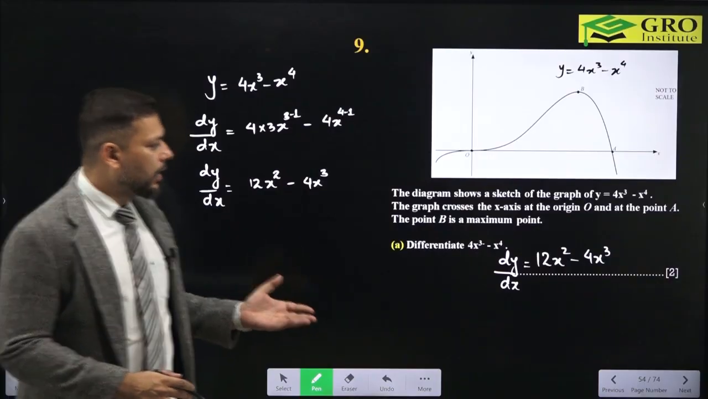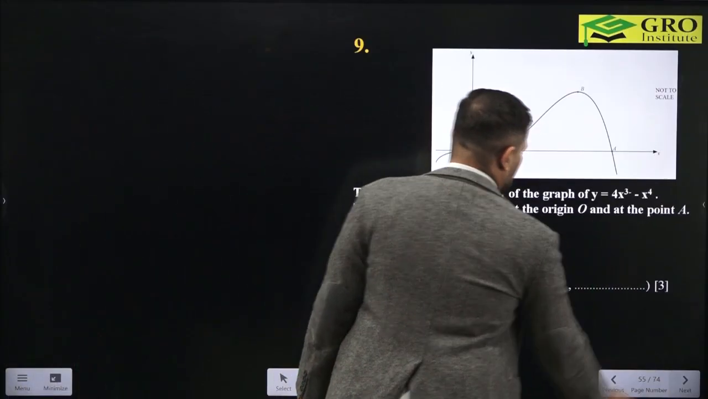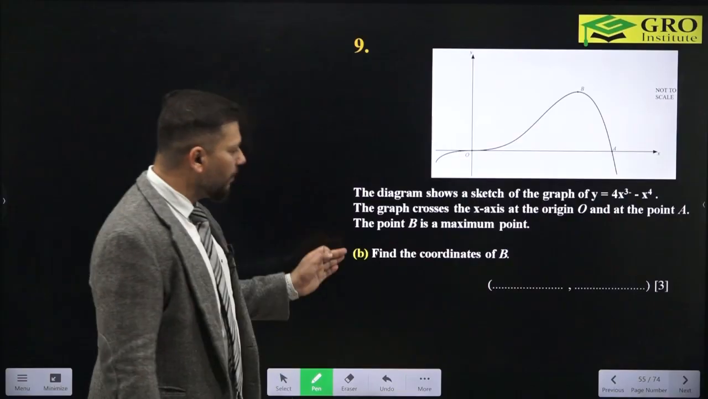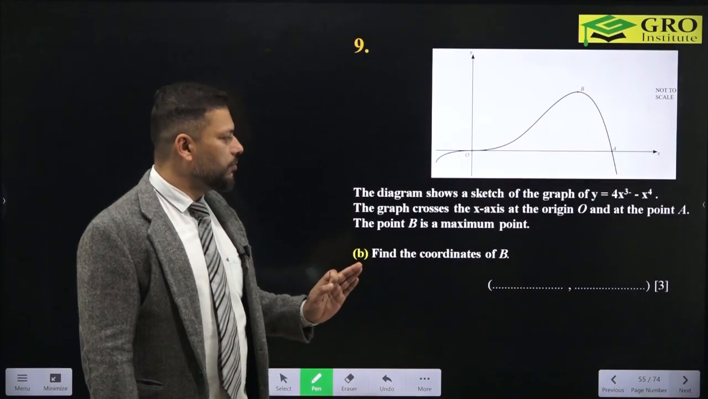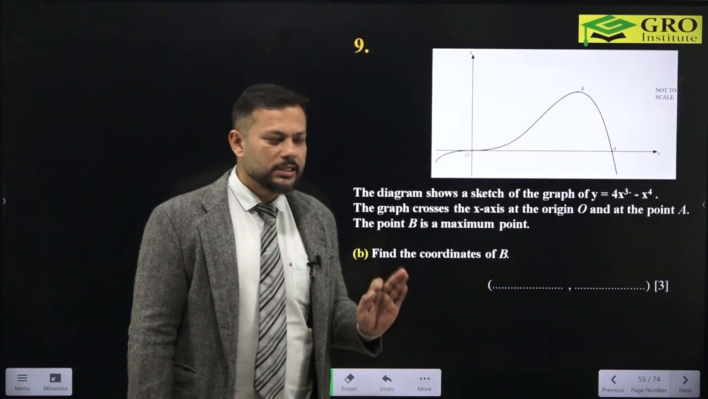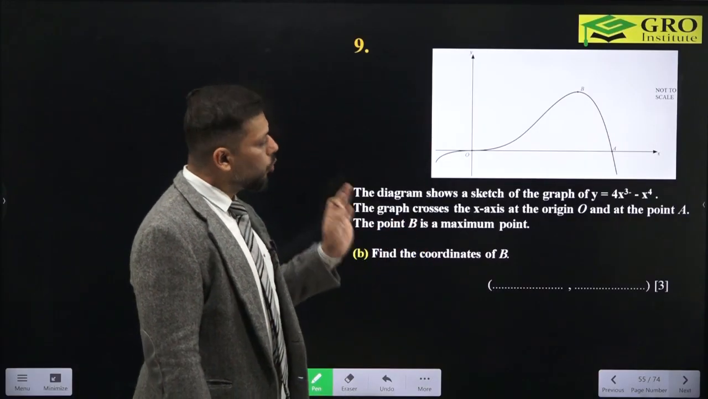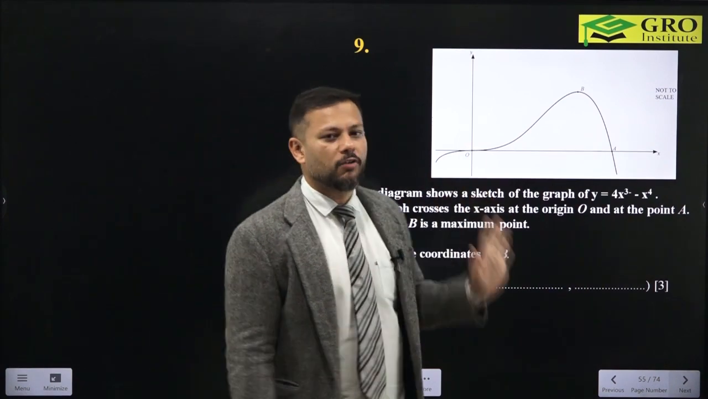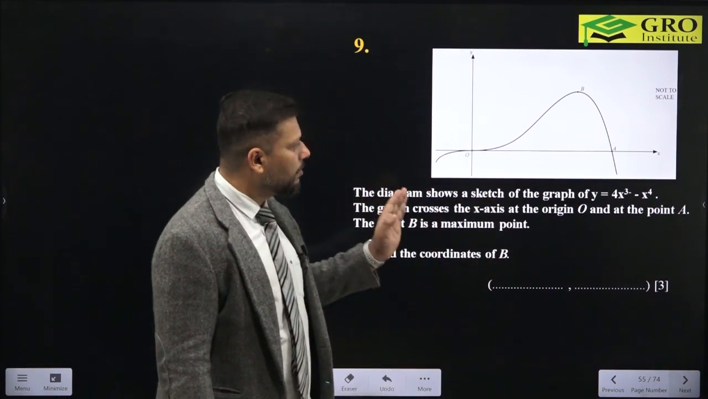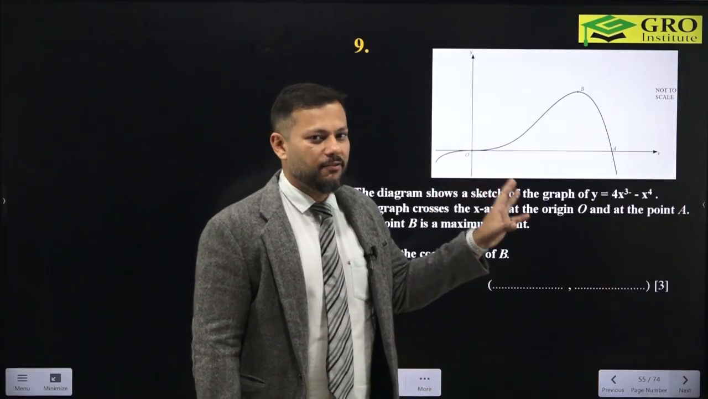Let us move ahead. Now the next part is quite interesting. We need to find the coordinates of B. If we need to find the coordinates of B, we should have some reference, isn't it? But here we don't have any reference. The only thing that we know about point B is that it's the maximum point of this graph. It's the maximum height the graph will ever achieve, right?